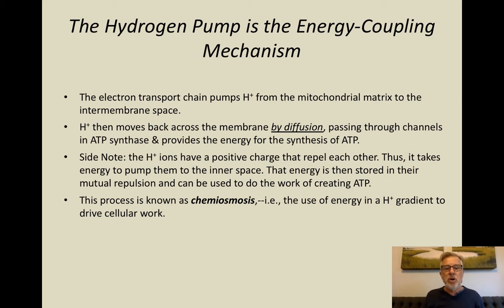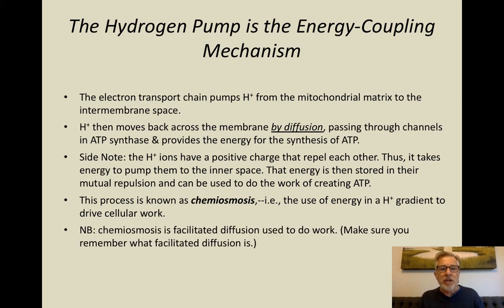This process is known as chemiosmosis, and you don't really need to know that word. That's a word for a more advanced course. And it's basically the use of energy in the hydrogen ion gradient to drive cellular work, the creation of ATP. And you should realize that chemiosmosis is just a fancy name for facilitated diffusion used to make ATP. And make sure you remember what facilitated diffusion is, right? It's diffusion facilitated by a protein.